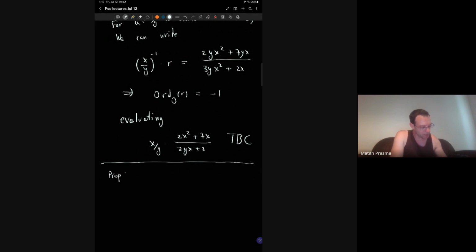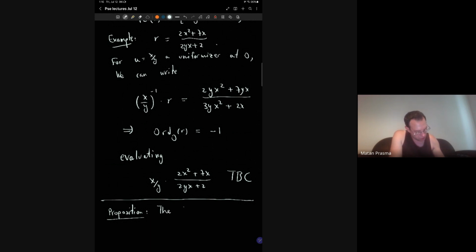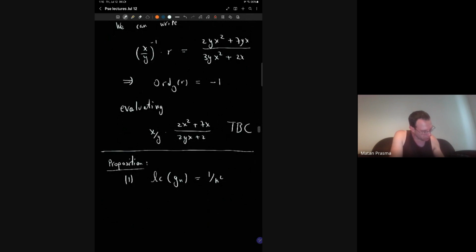My claim is that with this definition of leading coefficient, we can calculate the leading coefficient of Gn and Hn. One is that the leading coefficient of Gn is 1 over n squared, and two, that the leading coefficient of Hn is 1 over n cubed.